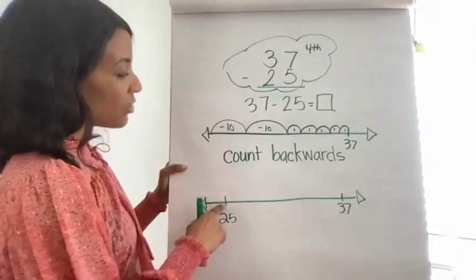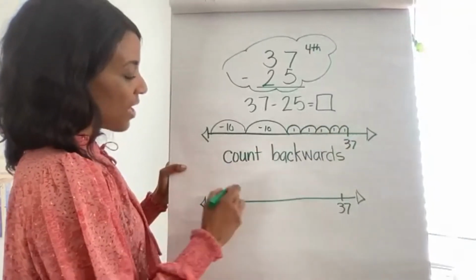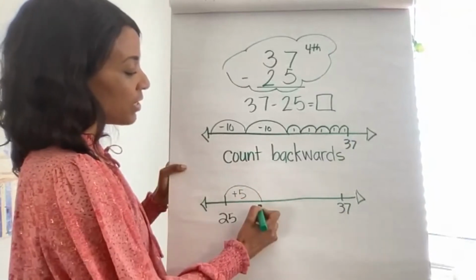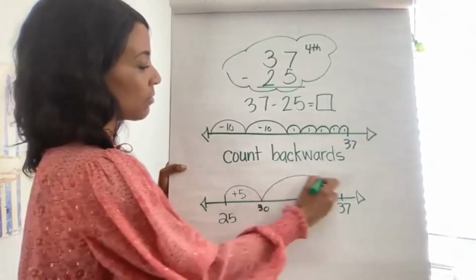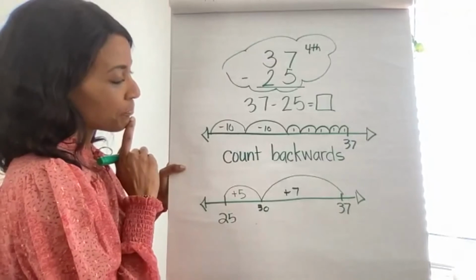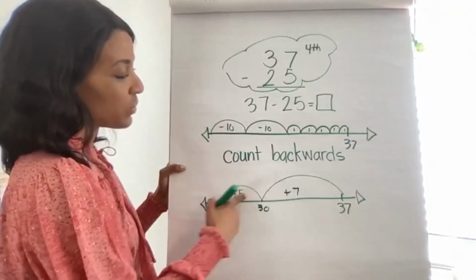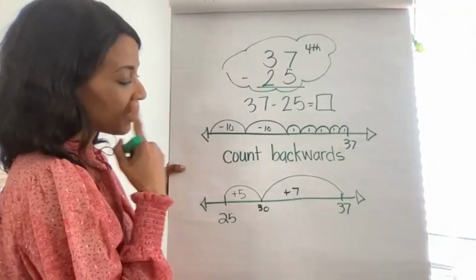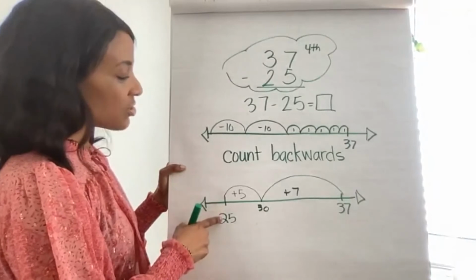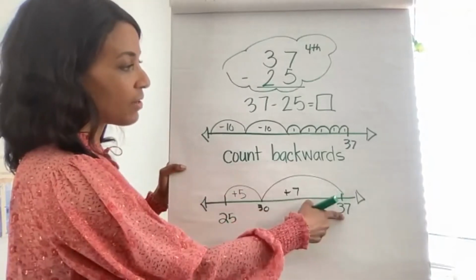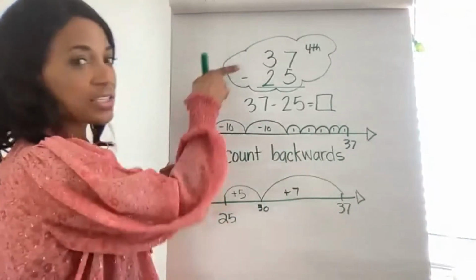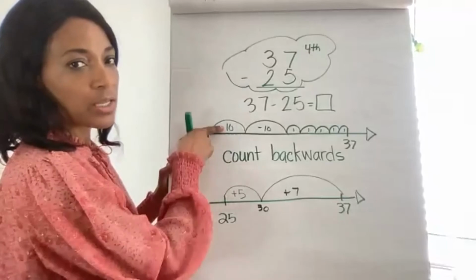Well, let me say this, that you can count up, right? So 25 plus 5 more will get us to 30, and 30 plus 7 will get us to 37. So the distance or the difference between is 12. This is very sophisticated thinking for kids to know that they can start at 25 and count up to 37, or start at 37 and count down. But the kids who learn this strategy won't do it. It's like pulling teeth.